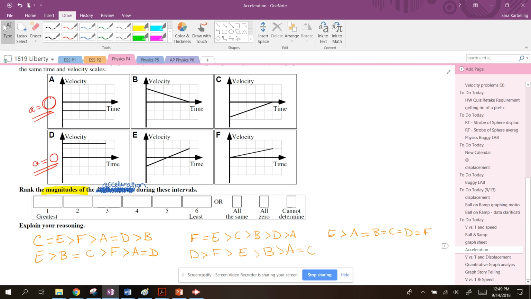What are we going to do next? Ben, you had your hand up. You were going to talk. Oh, I was going to talk about B and C. Go ahead. B and C are equal. How do you know B and C are equal? Because their slope is the same.